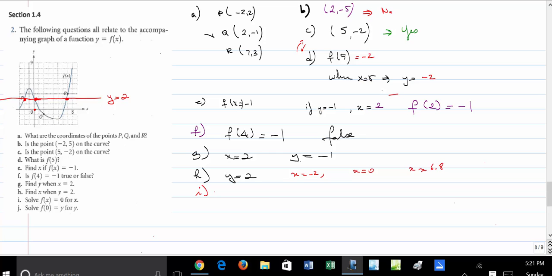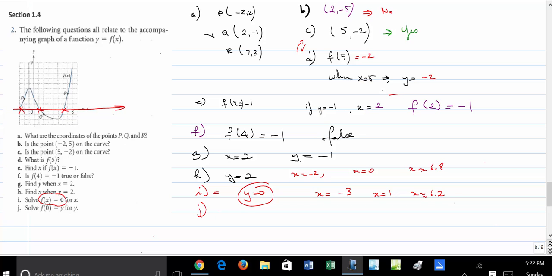And I solve f of x is equal to 0. So that means y is equal to 0. The y equals 0 line, if you recall, is this horizontal axis. So there are 1, 2, and 3 solutions, and those are x is equal to negative 3, x is equal to 1, and x is approximately 6.1, 6.2, and so forth.